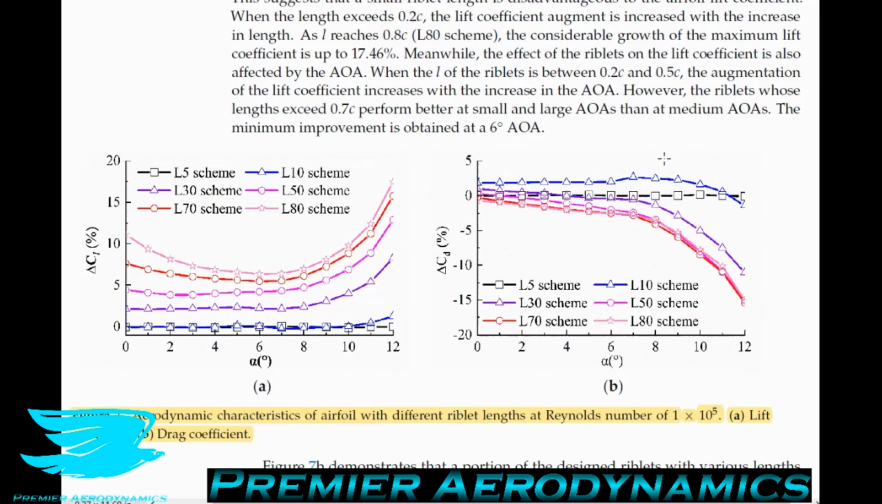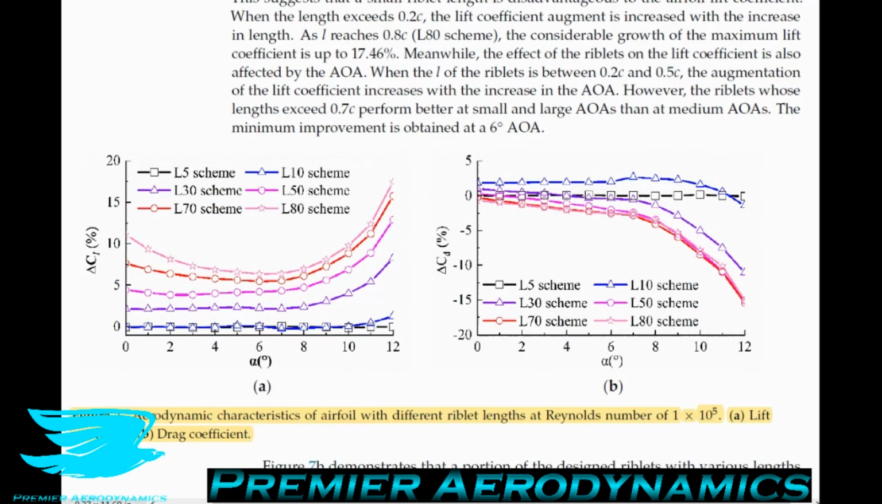I should specify that even though they've said that they reduced the lift coefficient, it's by almost nothing. If you look at the graphs, you can barely notice a difference. So that's probably within the error. We can't really conclude that completely, but they are not performing nearly as well as the other configurations, and they're between 0% and minus 0.2% perhaps reduction in lift coefficient. So they say this suggests that a small riblet length is disadvantageous to the airfoil lift coefficient.